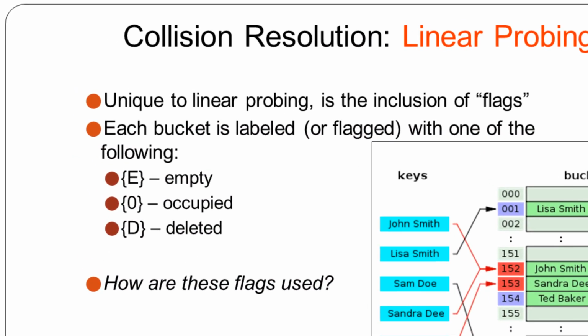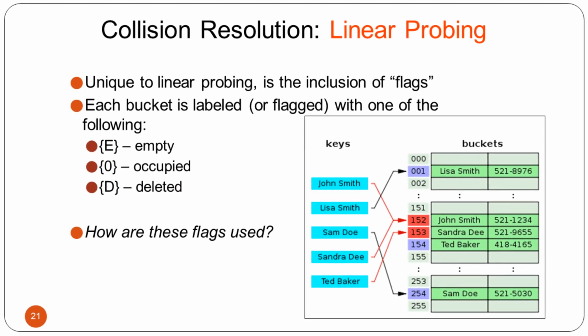Linear probing cannot exist unless we have the following flags: E for empty, O for occupied, and D for deleted. But how are these flags used? Well, initially, the entire structure is labeled as E for empty. As we start placing items into the structure, we add a label O for occupied. Anytime we remove something, instead of returning the label to E for empty, we replace it with D for deleted. In other words, there used to be something here, but it is now currently deleted.